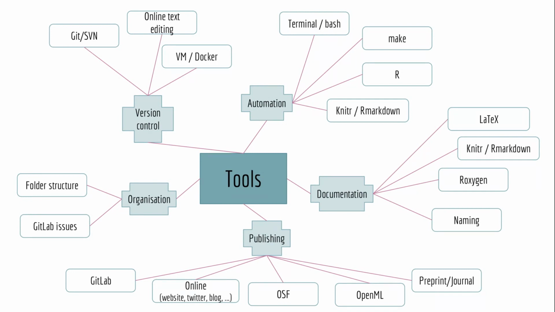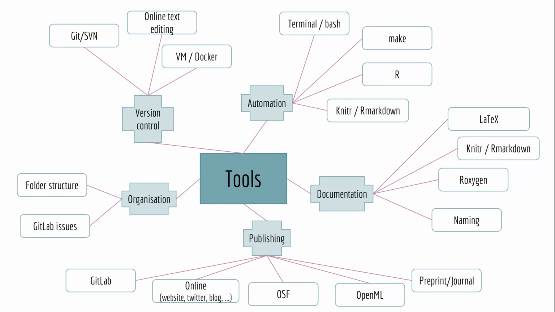Then in the documentation category, I'll again have knitr in R Markdown because I can also use it for documenting the steps that I take in an analysis. And I also added LaTeX as a tool for writing text. For documenting functions in R, I use Roxygen. I use it for writing packages, but also when I use just functions for a project, because I'm just so used to documenting my functions using Roxygen.